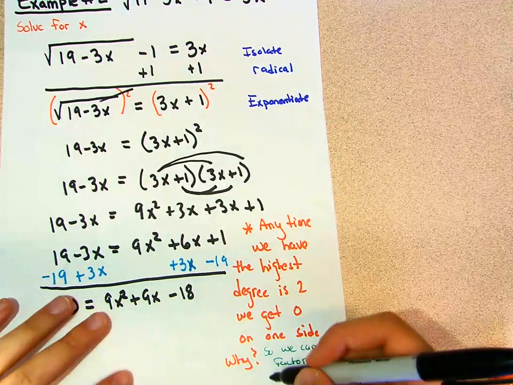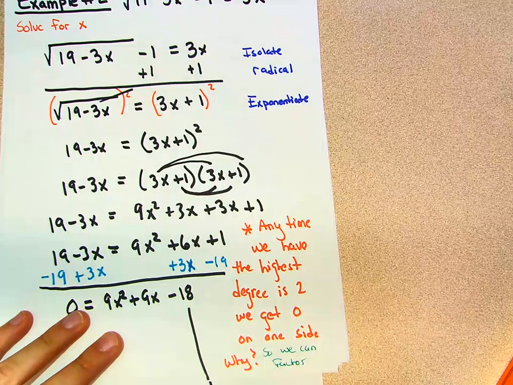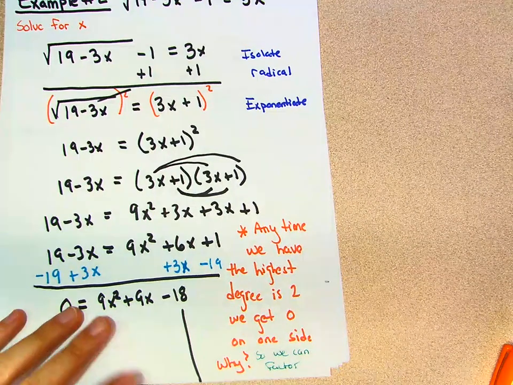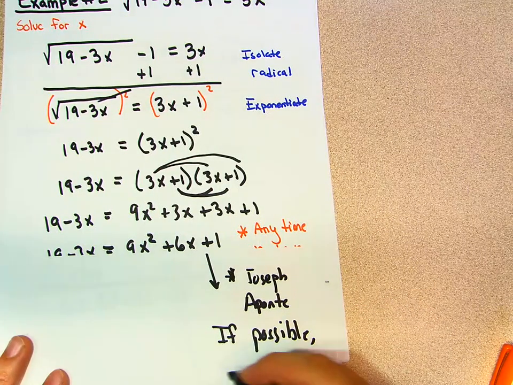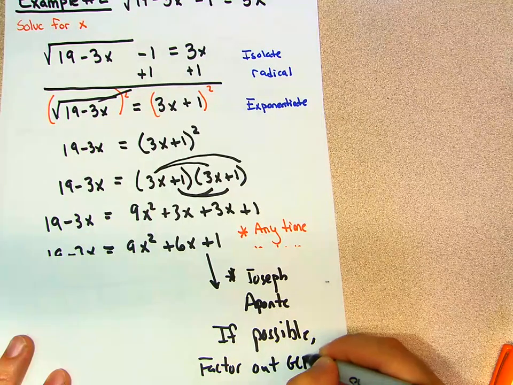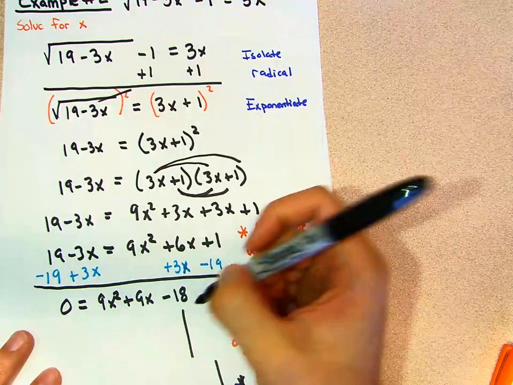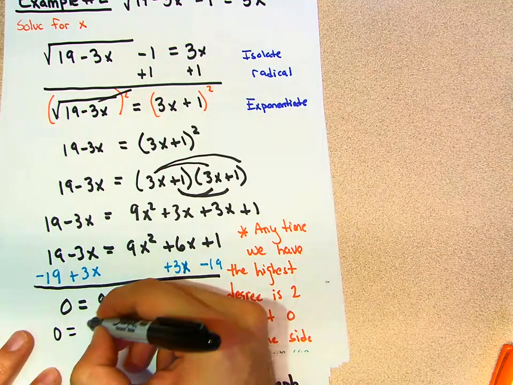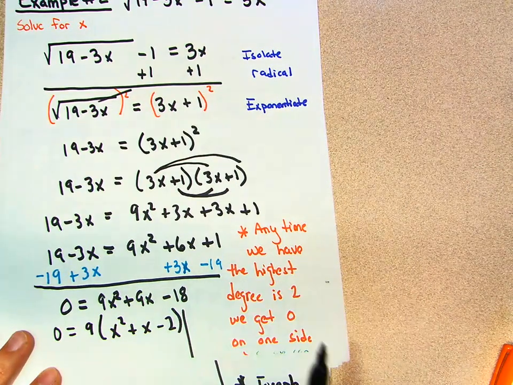Here, the famous rule is from Mr. Joseph Apante. I give a shout out to you. This is what he said last year. If possible, factor out GCF, right? So here, what is the GCF? It'll be 9. So if I'm going to factor out a 9, this is what? X squared plus x minus 2.